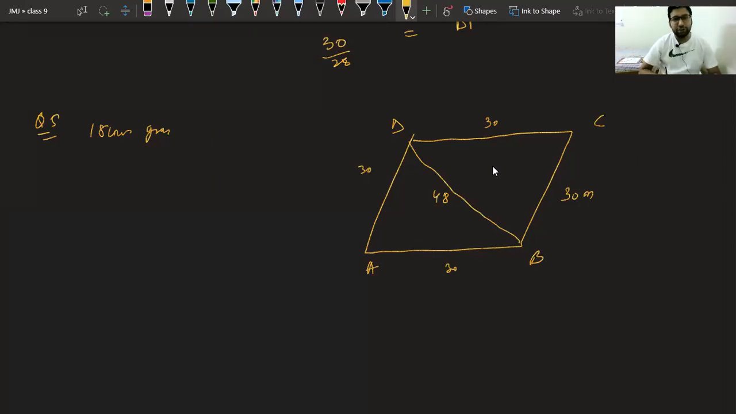Very easy. First we will find, class, please answer. First we will find the area of this rhombus. You can find it by Heron's formula, you can find it by half d1 d2 also, but for that you have to find the length of the second diagonal.